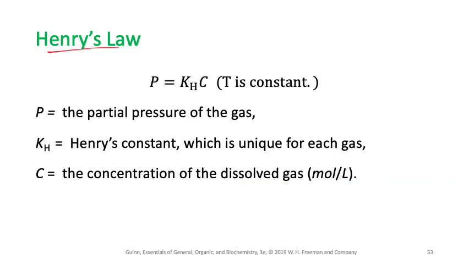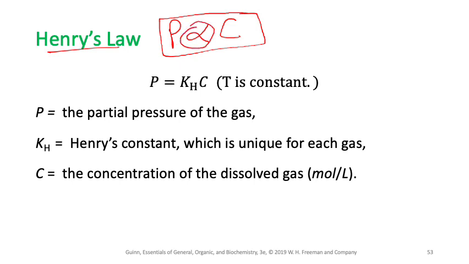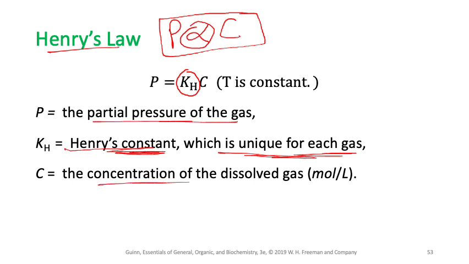Henry's law has an equation: the partial pressure of any gas is directly proportional to the concentration of that gas, which we learned on the previous slide. If I remove the proportionality sign, you get a constant called Kh, the Henry constant. This is unique for each and every gas. Different gases have different Henry constants. P is the partial pressure of the gas we are talking about, and C is the concentration of that particular gas dissolved in the blood or in a liquid. So pressure is Kh times C.